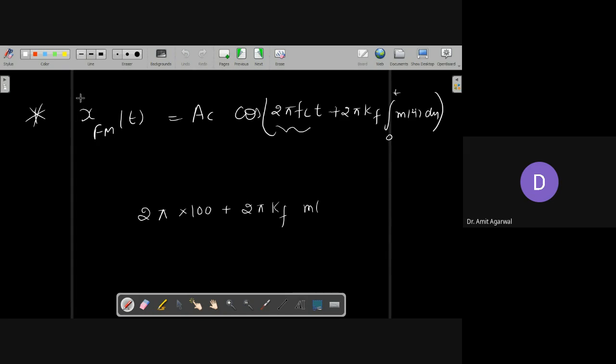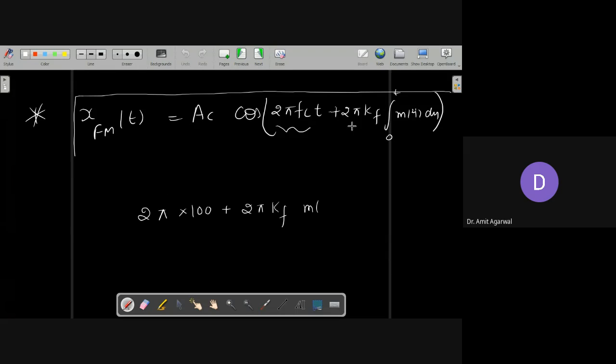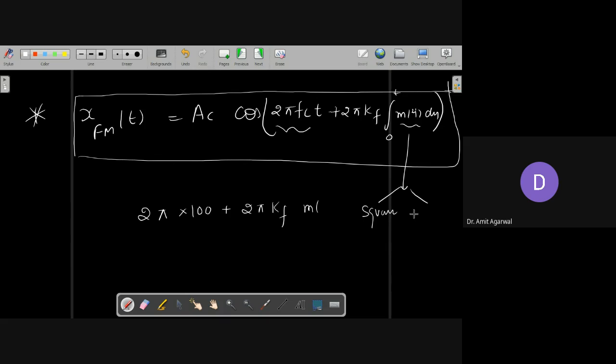So what would be the structure of your FM signal? Ac cos theta_i(t), so we are replacing theta_i(t) with this: Ac cos of 2 pi fc t plus 2 pi kf integral of m(u) du. This is the structure of your FM signal. So you can take any m(t), right? It can be square, it can be sinusoidal. Here, we will take for our experiment a sinusoidal message signal.